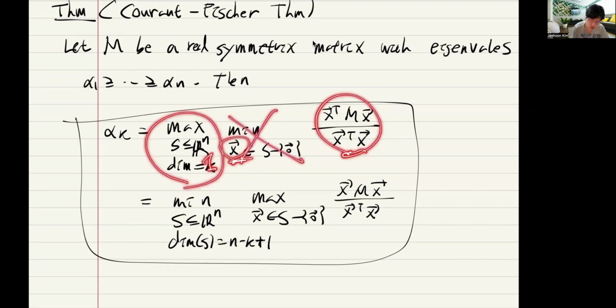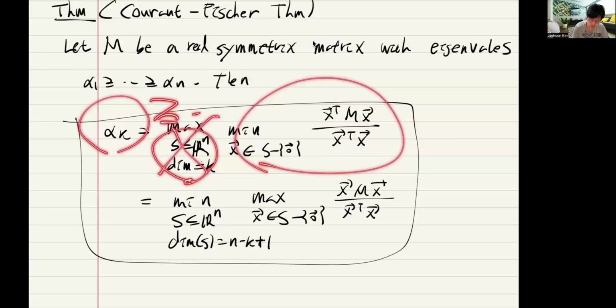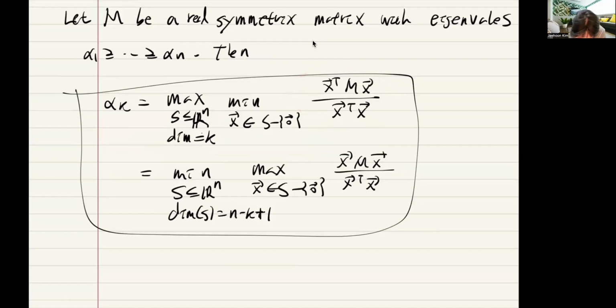So this minimization part is not necessary. That means that out of all unit vectors, the maximum of this Rayleigh quotient value is alpha 1. In a similar way, for whatever subspace you take, this part is at most alpha K. So this shows that by finding the maximum or minimum value of this Rayleigh quotient, you get the eigenvalue. And on the contrary, if you know the eigenvalue, then you can bound the value of this Rayleigh quotient.